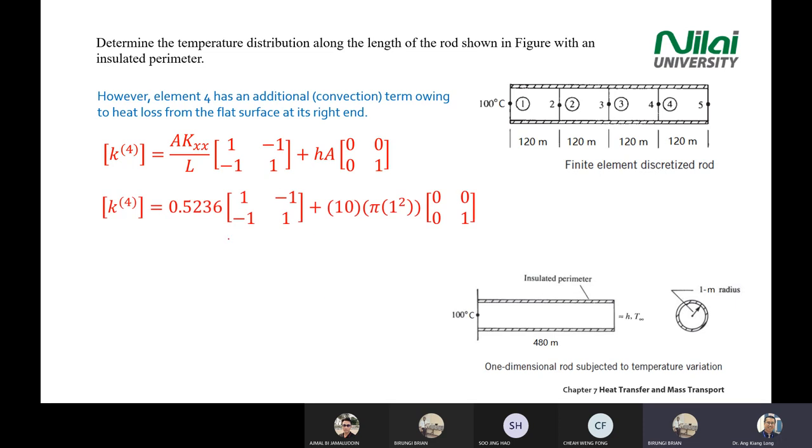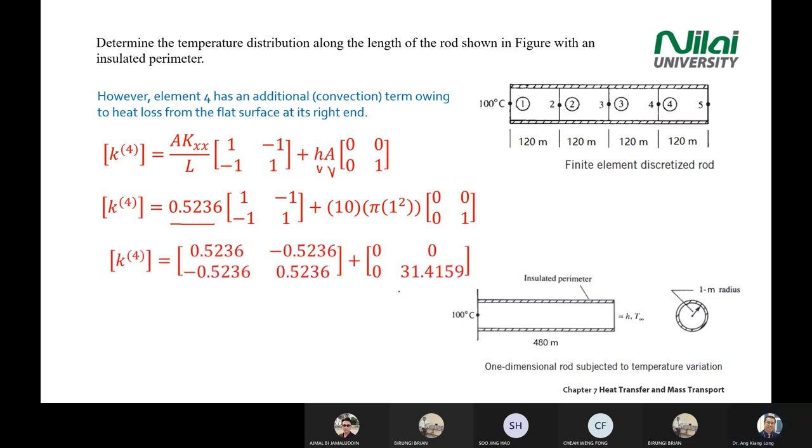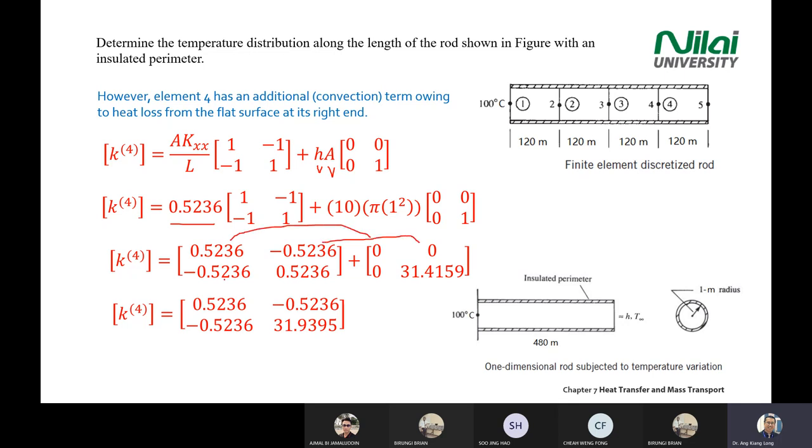Okay, so I substitute the value for this one. Just now you calculate AK divided by L, you get this one, and you're given the h value and the A, you calculate pi R squared, and you get the matrix, right? So you have two matrices, and you just combine the values. This one plus this one, this one plus this one, this one plus this one.